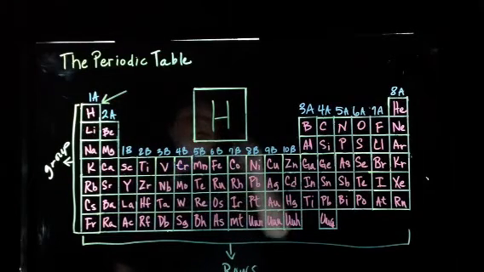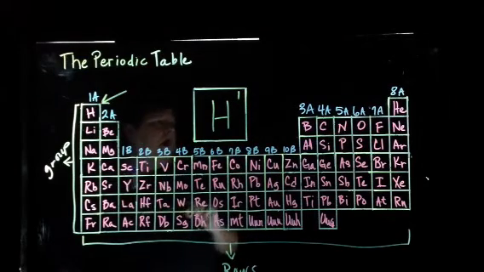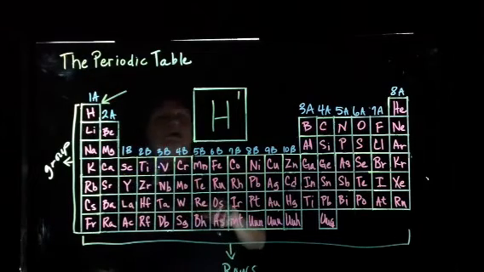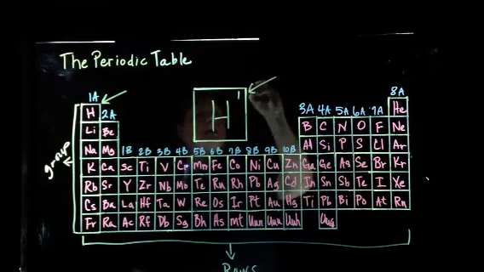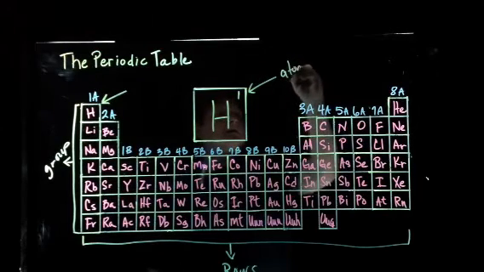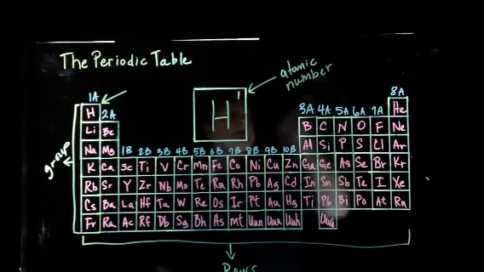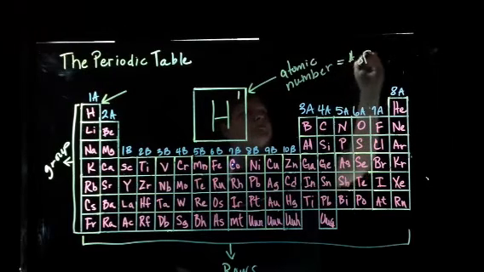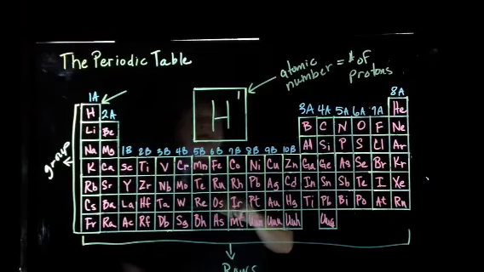We can also see here at the top we will have the number 1. The number 1 for hydrogen actually is the number of protons in that element. This number is what we call our atomic number, and that atomic number equals the number of protons. Remember, protons are those positively charged particles that are in the nucleus.